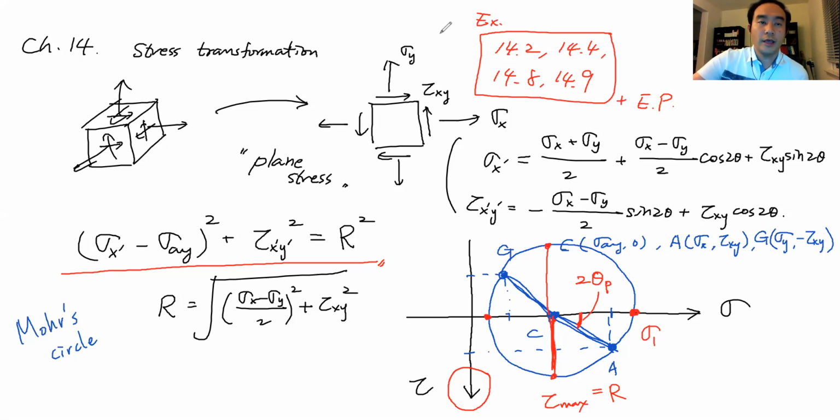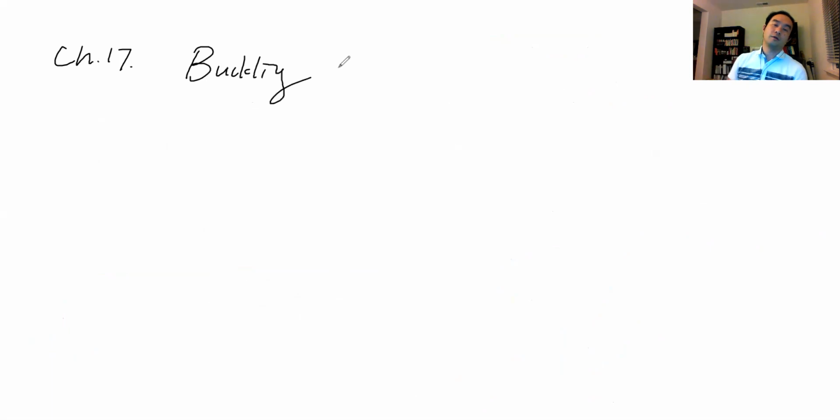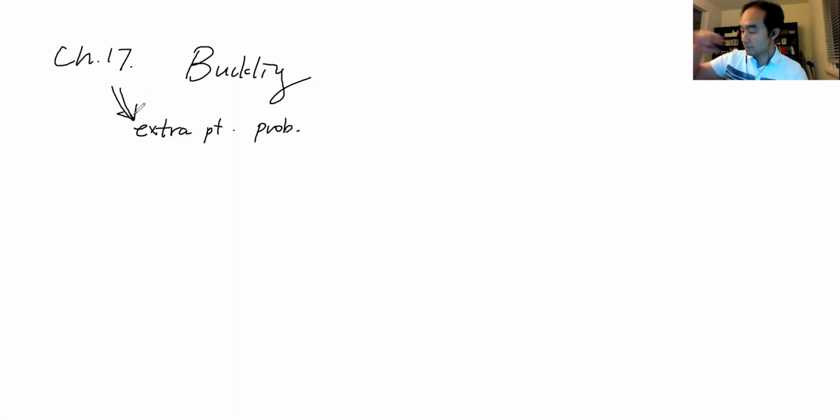All right, so the last one, chapter 17. This is about buckling failure. Again, we didn't have the entertainment package from this chapter, so I'm going to put only one problem as an extra point problem. So it's better for you to just exercise this chapter because you can easily earn the extra point from this chapter. Only one problem.